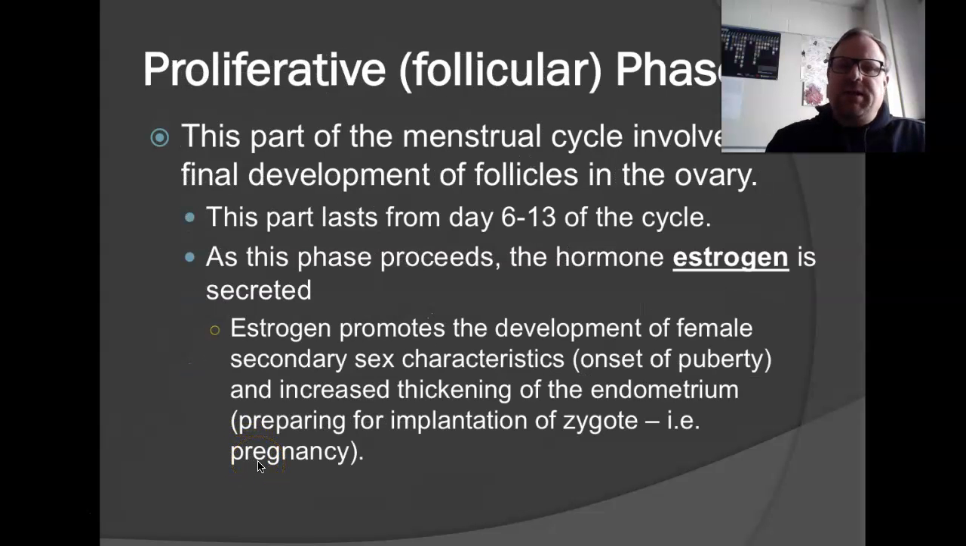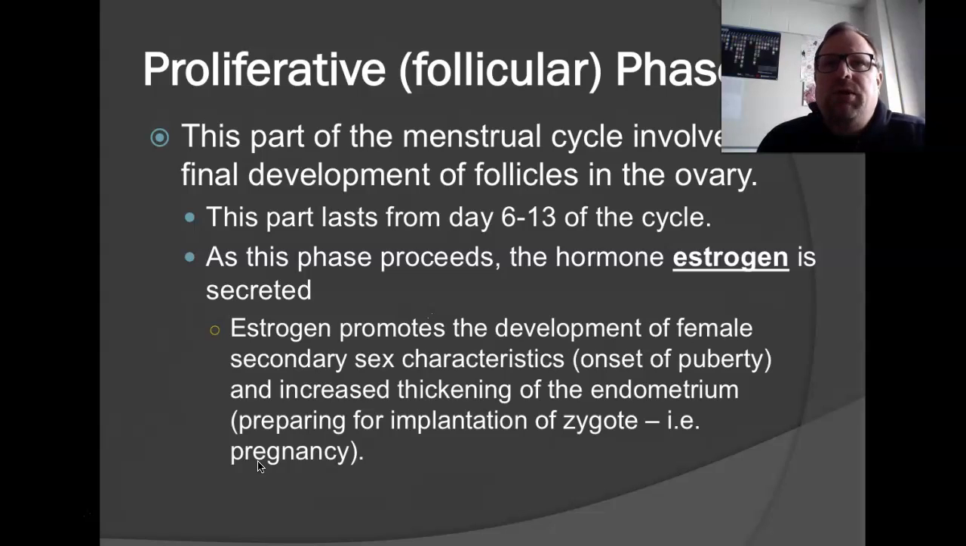The next phase is the proliferative or follicular phase, and this is the part of the menstrual cycle during which the final development of the follicles occurs in the ovary. And here is where we're going to encounter our first hormone that is associated with this. This part lasts from about day 6 through 13 of the cycle, and as it proceeds, the hormone estrogen begins to be secreted.